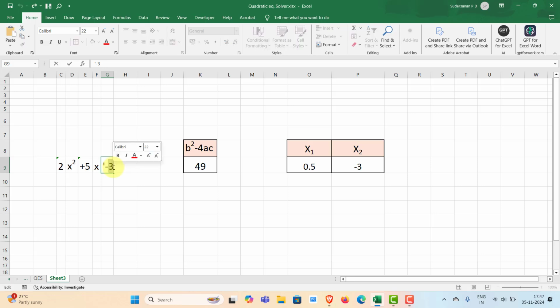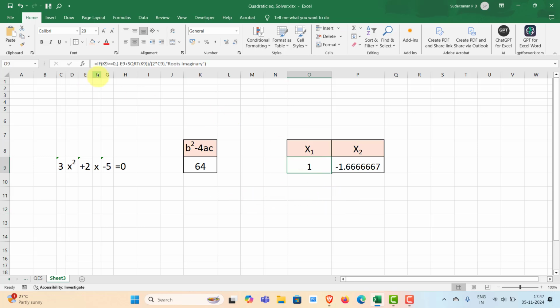Suppose it's minus 5. So you are getting a different solution. Or if it is 2, you will get the roots. So like this, you can change the values and you can solve the equation. So here you are getting the roots of the equation. So this way you can find out the root of the quadratic equation in Excel.